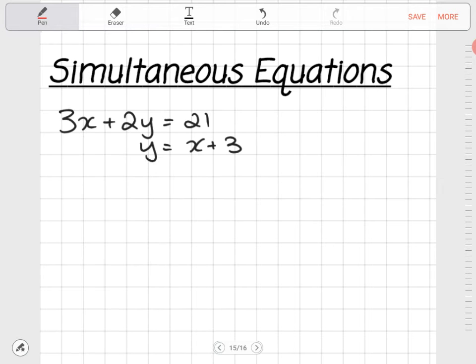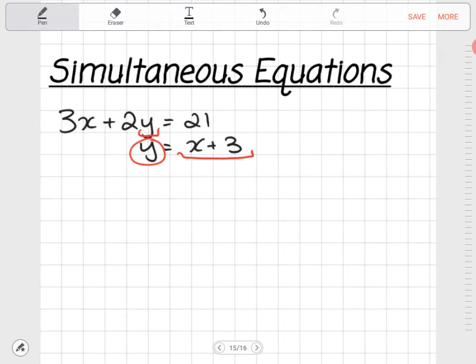So the first step that we are going to do is, instead of writing this y in this first equation, we are going to substitute it with x plus 3. We can do this because this is only a single y here. If this was multiplied by 2, we would not be able to easily use this method, and we would have to consider another method or rearranging the equation in order to get it.